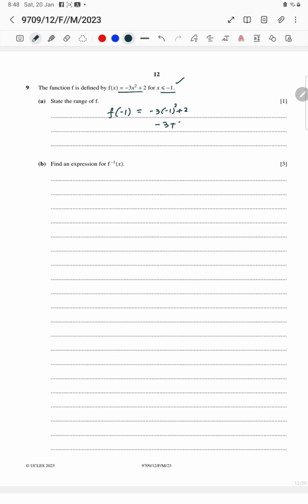We get -3 plus 2 equal to -1. So the range of x will be less than or equal to -1. This is a 1 mark question. Proceed to the next question, same question part B.